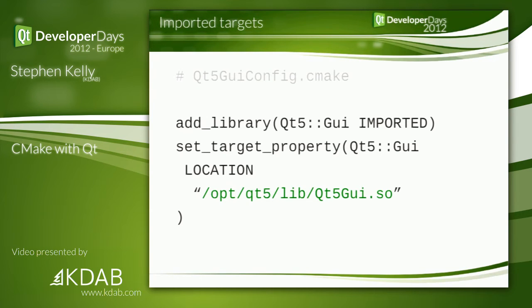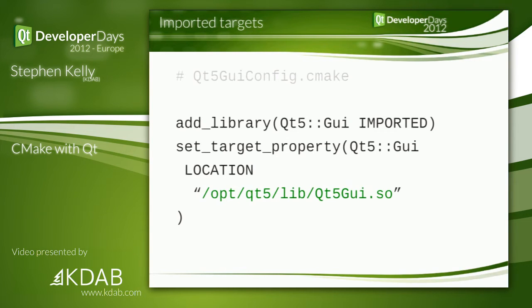So if you ever look into the config files that ship with Qt5, you'll see a lot of stuff like this, where I'm specifying a target and giving it a location of where the file actually is. It's automatically generated at configure time by QMake when you build Qt5, and when packagers package Qt5. But because this thing is an object, it can have other properties too.